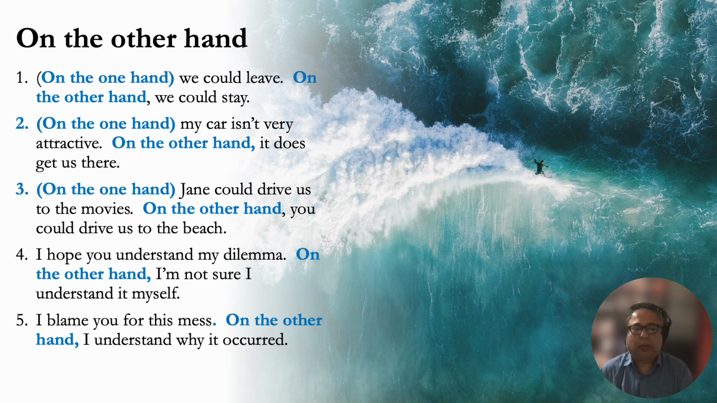Another example: on the one hand, my car isn't very attractive. On the other hand, it does get us there. Notice that the car is common in both sentences, right? On the other hand is referring to the car. That's not very good looking. It's not very attractive. It's probably old, but it drives. It drives well. It gets people to their destination, wherever they need to get to. Review these sentences before we move on.